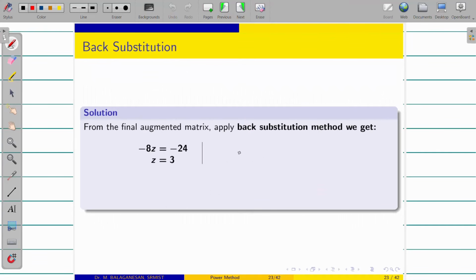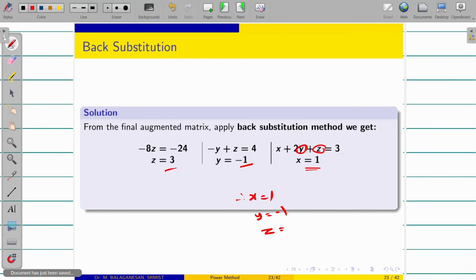Look at that. From the last row I have written minus 8 z equivalent to minus 24. Then what about the z value? 3. Using that, write the second row: minus y plus z equivalent to minus 4. Apply z equal to 3 here. Then you can get y equal to minus 1. Similarly, the first row will be x plus 2y plus z equal to 3. Substitute y as minus 1 and z as 3 here. Then the x value will be 1. So therefore, x equal to 1, y equal to minus 1, z equal to 3.